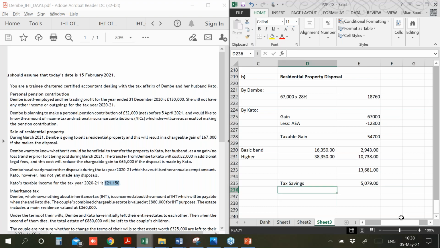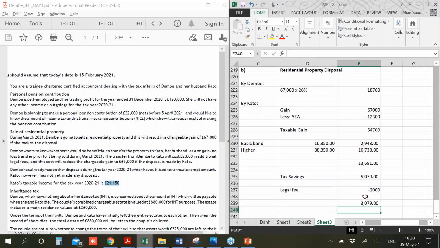Now, is there anything that I forgot? I told you that there is one thing that I'll deduct at the end. What is that? 2,000. What 2,000? The additional charges that would have been paid. The legal fee, exactly. So guys, regardless of that tax saving, they have to incur 2,000. So I'll write legal fee, that is negative 2,000. So the net saving they can make is this.